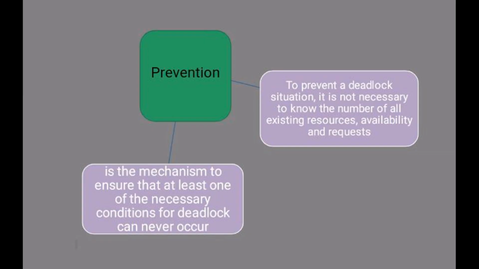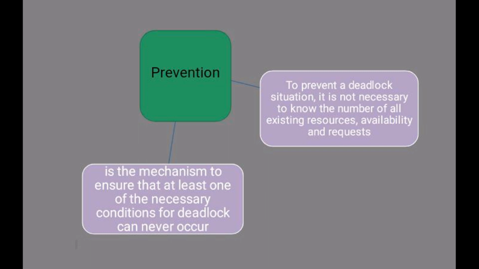There are three methods for handling deadlock. Firstly, prevention and avoidance of deadlock. First, prevention. Deadlock prevention is the mechanism to ensure that at least one of the necessary conditions for deadlock can never occur. Usually, it is impossible to implement deadlock prevention. To prevent a deadlock situation, it is not necessary to know the number of all existing resources, availability, and requests. Non-blocking, synchronization algorithm, and serializing tokens are some deadlock prevention algorithms.